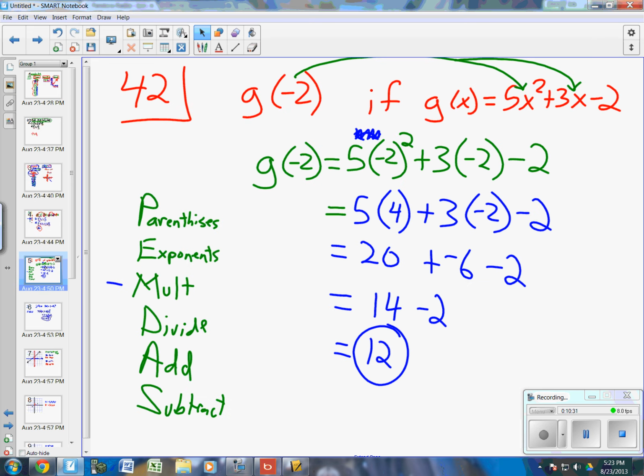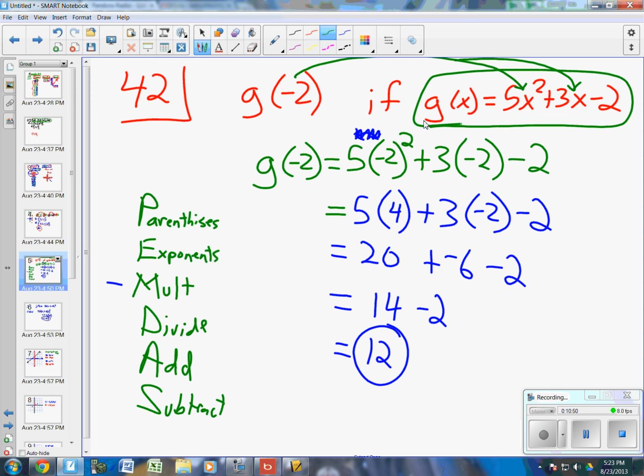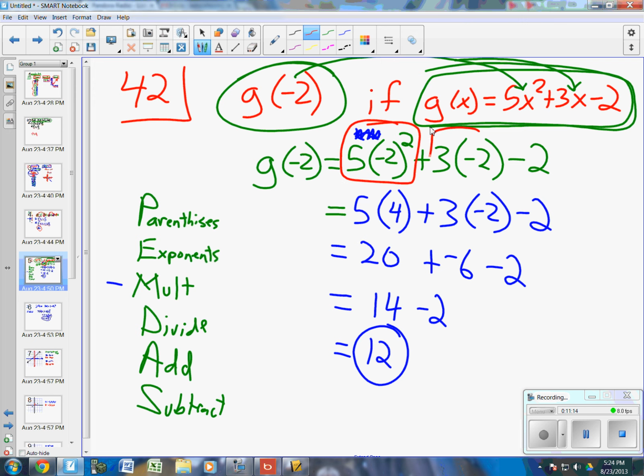Okay, go to problem 42. Once again, I'm going to let you practice this yourselves, but 42 is you're learning how to use function notation, evaluating a function. Notice it gave me a function g of x right up here. g of x is equal to 5x squared plus 3x minus 2, and it tells me to find g of negative 2. All that means, if you don't remember, is to plug negative 2 into the function. So I have taken negative 2 and plugged it in for x. So 5 times negative 2 squared, 3 times negative 2, and minus 2 right there.